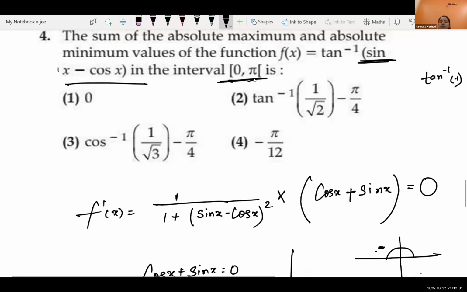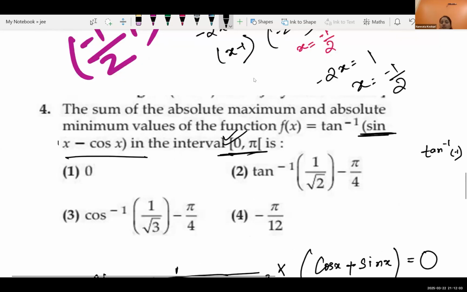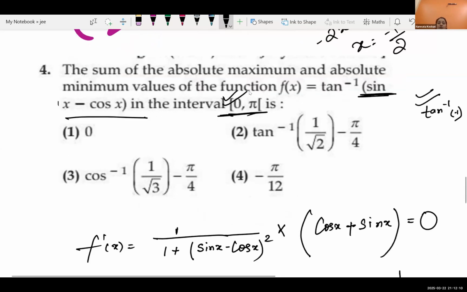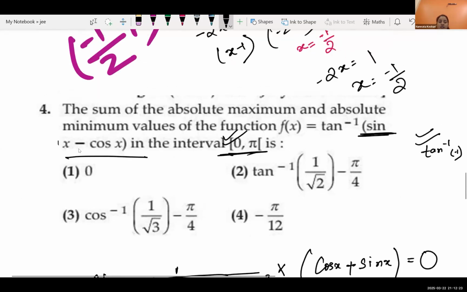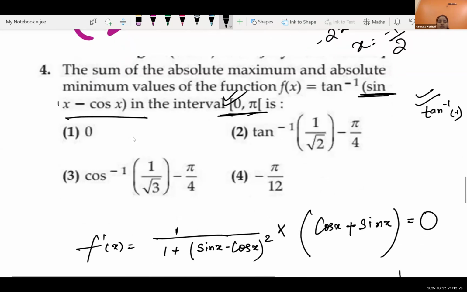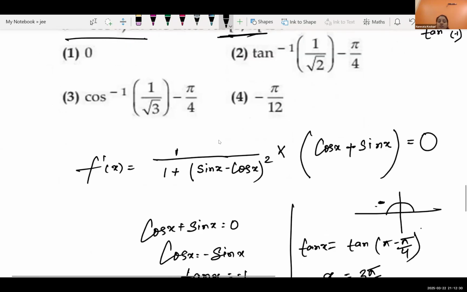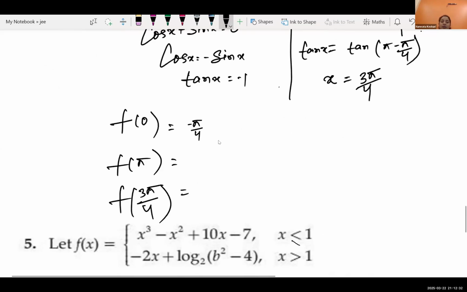Okay, f of pi. This interval is fine, but we are keeping in mind the inverse trigonometric function concept, that the possible output will lie in the principal range. Getting it? Yes. So we will take pi. Sine pi is 0 and cos pi is negative 1. So we will be getting minus of minus 1, tan inverse 1. That means we are going to get pi by 4, right?